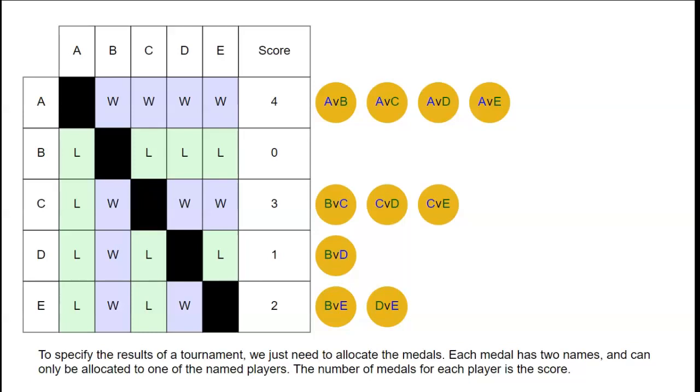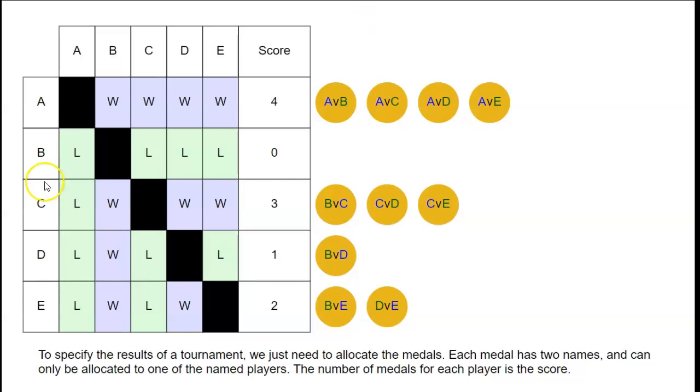This diagram illustrates the fact that the problem of describing a tournament is equivalent to the problem of allocating medals. Okay, so here we're imagining a tournament of 5 players, A to E, and so we make 10 medals. 10 is 5 choose 2. For every pair of players we have a medal.